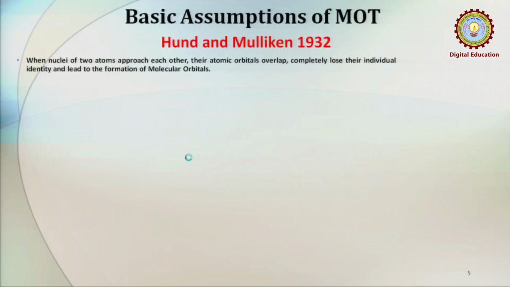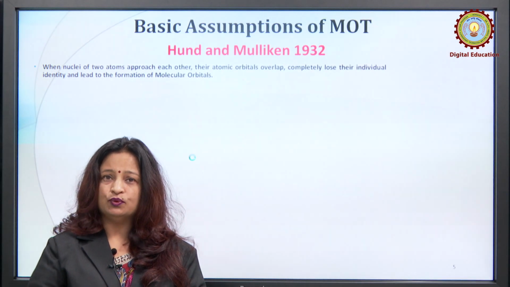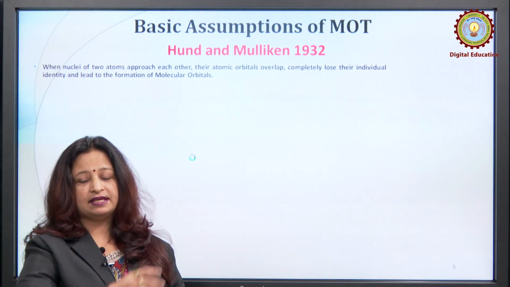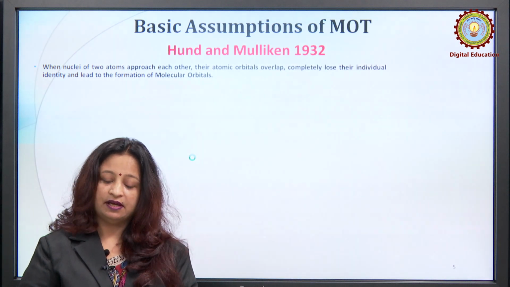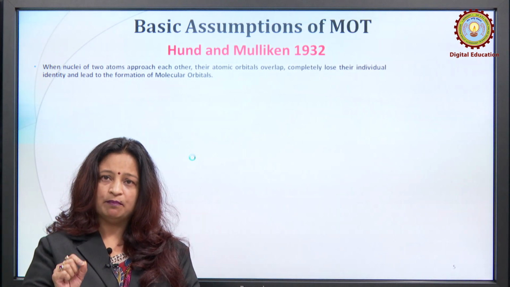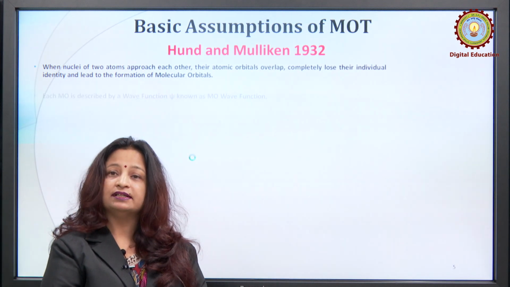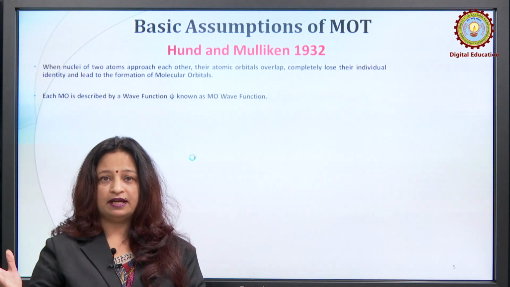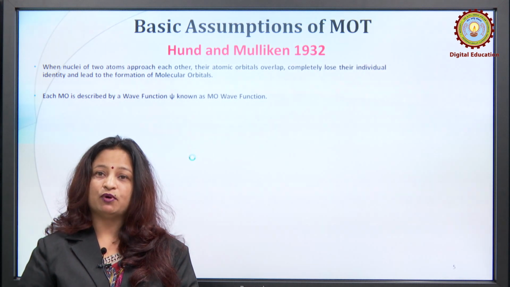Now, let us come to the basic assumptions of molecular orbital theory. This theory was given by Hund and Mulliken in 1932. As per this theory, and we have already discussed this when discussing the differences between valence bond theory and molecular orbital theory, the first important assumption is that when the nuclei of two atoms approach each other, their atomic orbitals overlap, they completely lose their individual identity and lead to the formation of polycentric molecular orbitals.